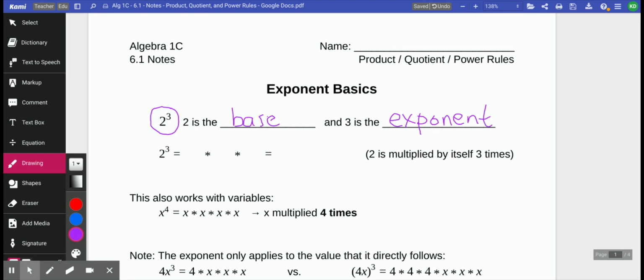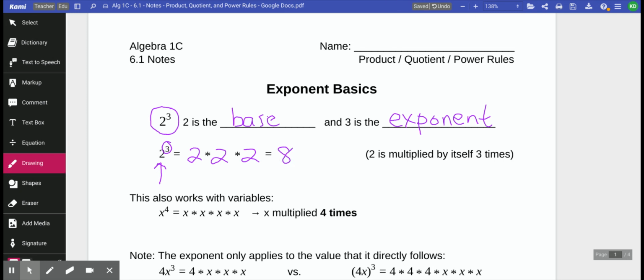The other thing we need to know is, what does that mean? If we have 2 to the third power, that means we're multiplying our base, this 2, times itself 3 times. That's the exponent. So this really means 2 times 2 times 2. So it's not 2 times 3, it's 2 times 2 times 2, which would give us 2 times 2 is 4, times 2 is 8.